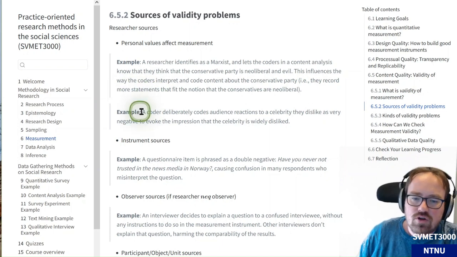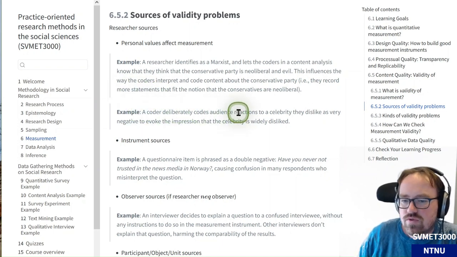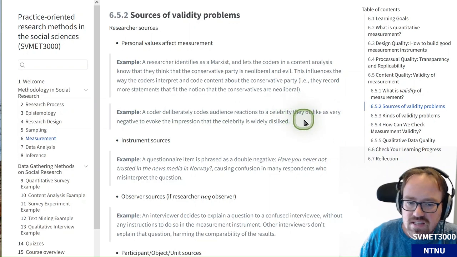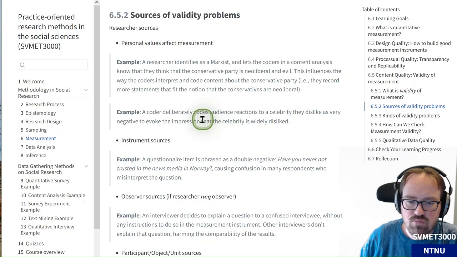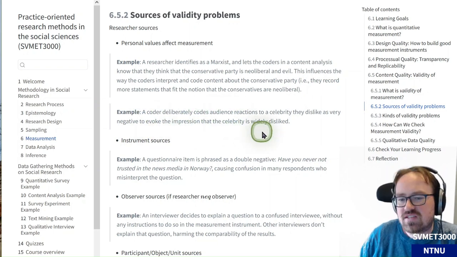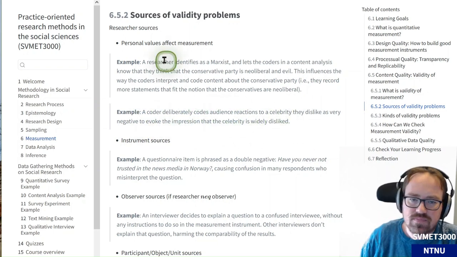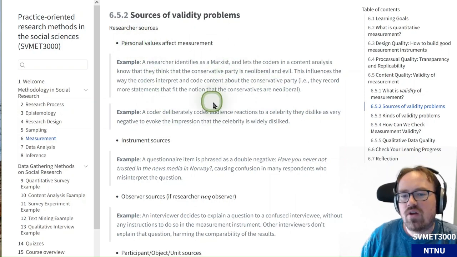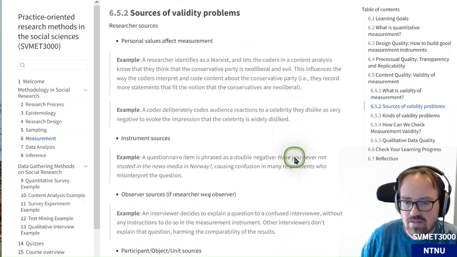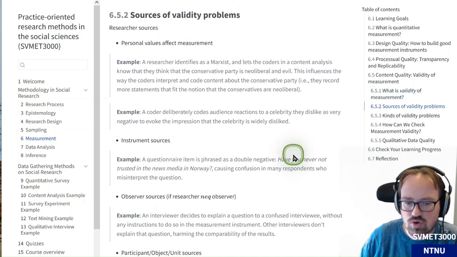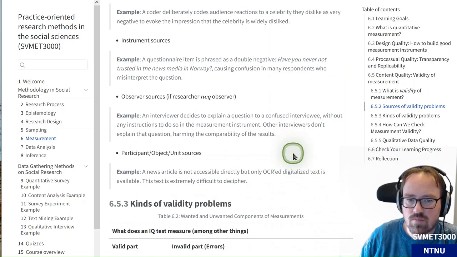Or a coder deliberately codes audience reactions to a celebrity they dislike as very negative, saying, they are booing, but actually they are not booing, to evoke the impression that the celebrity is widely disliked. So these are both problems that disconnect the observation from the theoretical construct, and therefore we can no longer measure what we wanted to measure, or what our mission was to measure.